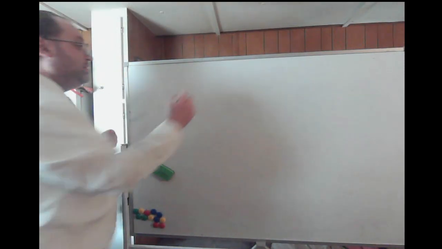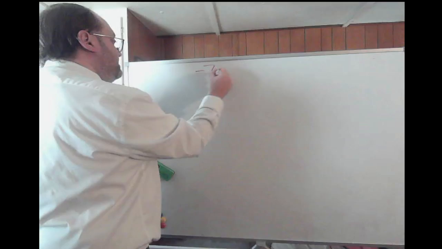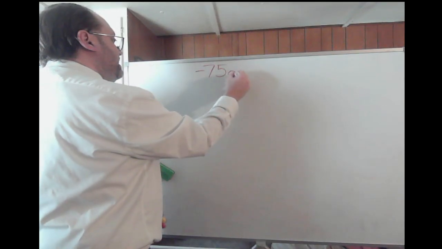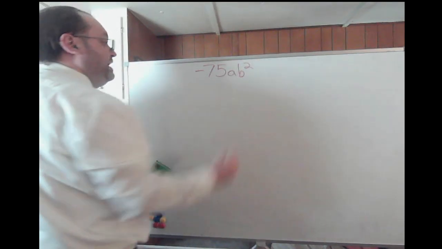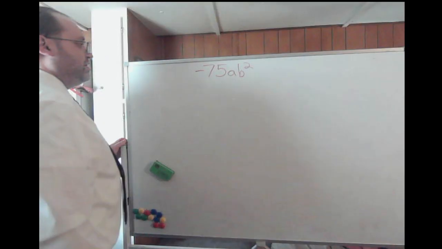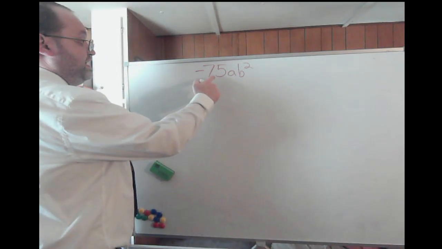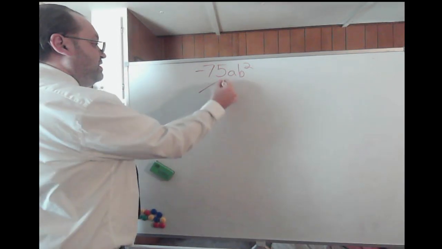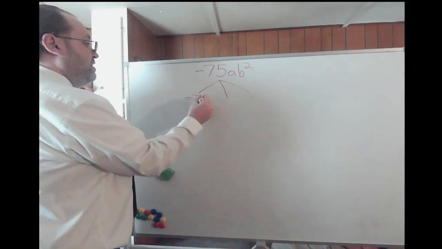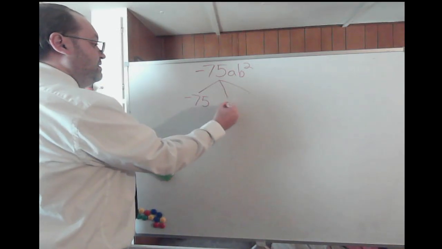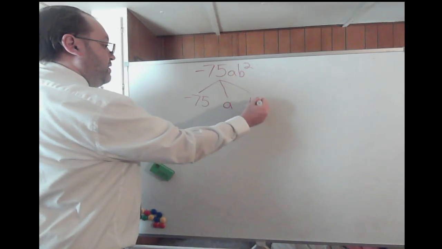We do have 2 more, then we're done. We have negative 75 A B squared. That tells us we have 3 things: negative 75 times A times B squared.